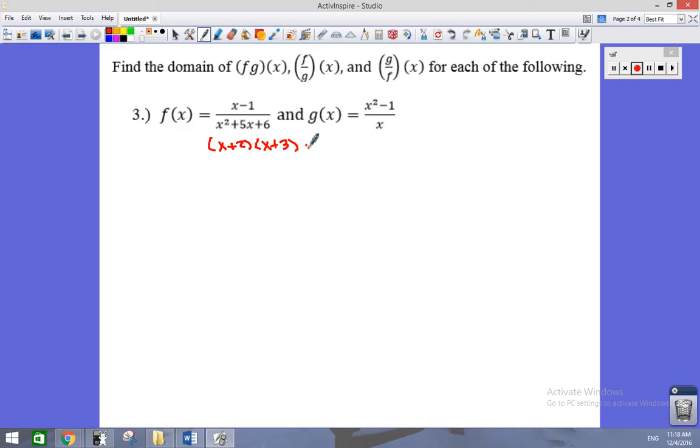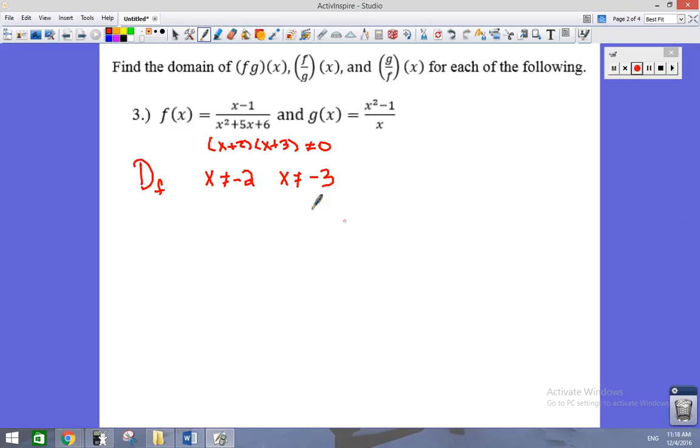I do not want this to equal 0. So what values of x would cause it to equal 0? Well, negative 2 is going to give me problems, and negative 3 is going to give me problems. I want to prevent negative 2 and negative 3 from ever being inputted into this function, because they cause division by 0 and there won't be an output. So I'm going to throw those two values out of the domain of f.